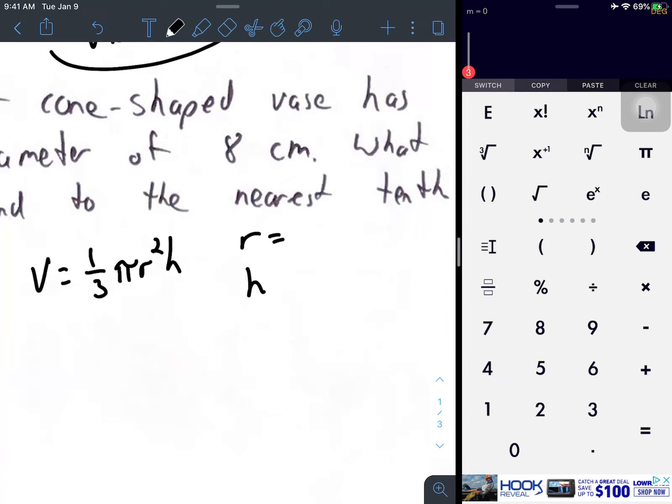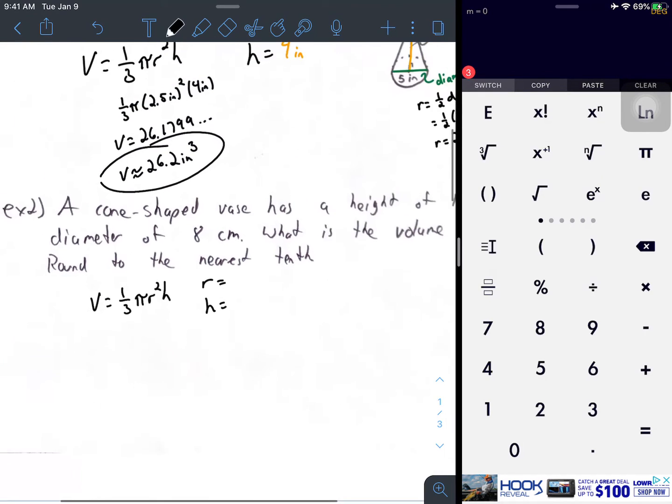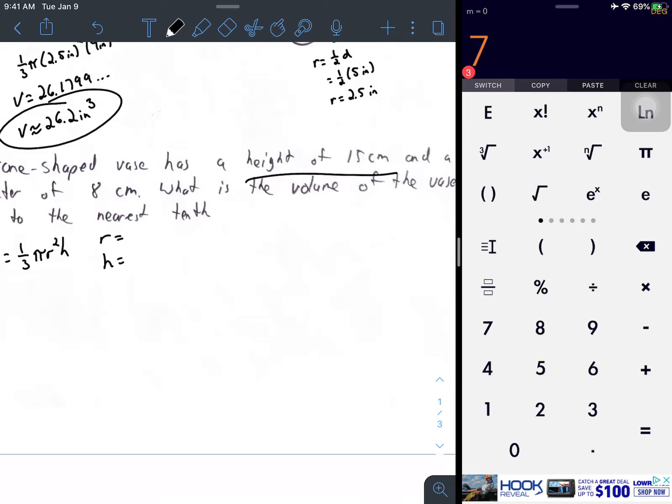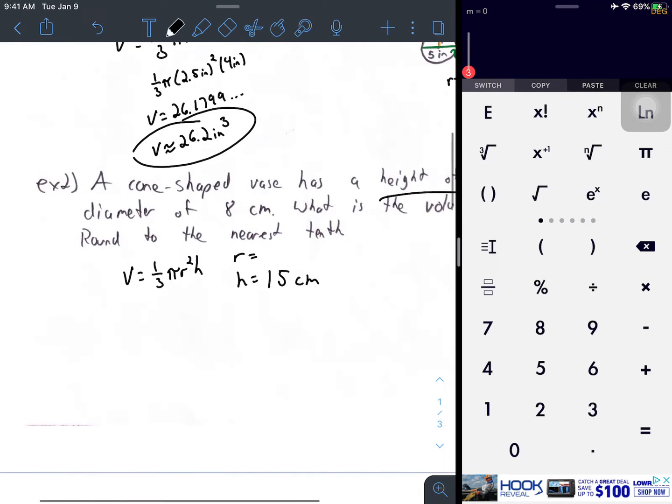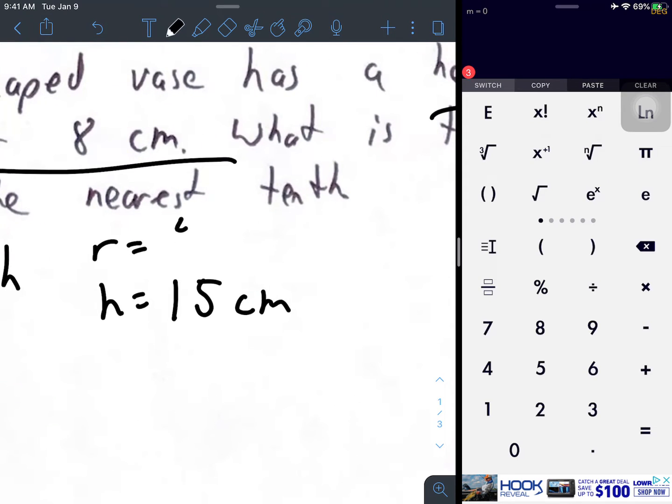We need to know what r is. We need to know what h is. It says the vase has a height of 15 centimeters, so we're going to say 15 centimeters is the height. It says a diameter of 8 centimeters. We want the radius, so the radius is going to be half of that. So half of 8 would be 4 centimeters.